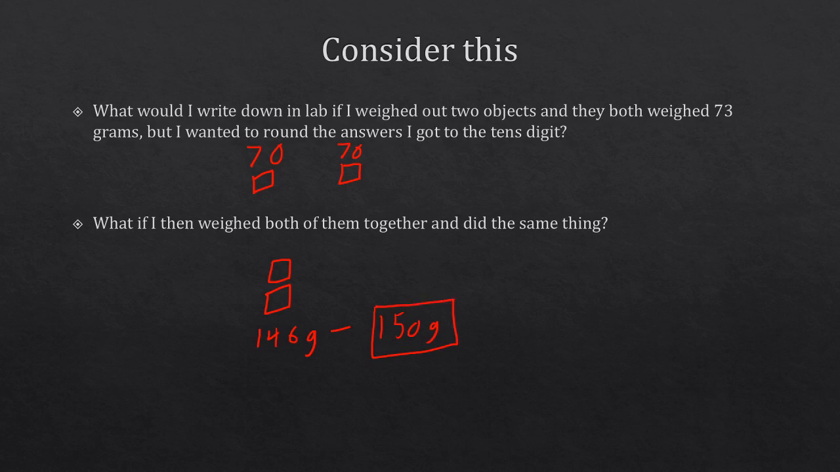So in this way, I could have had 2 objects that I wrote down as weighing 70 grams, but when I put them together, they weighed 146 grams, which gets recorded as 150. So in this way, no, that label isn't necessarily lying. There are just assumptions built in that you might not be thinking about with your measurement.